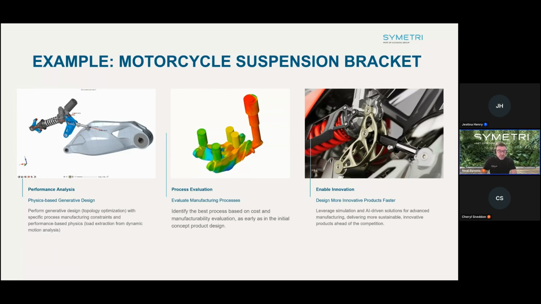And the benefits of this approach, again, is to reduce development time. By simulating the entire design and manufacturing process, we can identify and address potential issues early on, reducing the need for costly prototypes and those costly iterations that are associated with them. Improved product performance: the optimized design results in a lighter and stronger bracket, enhancing motorcycle performance and handling. And increased efficiency: the streamlined design and manufacturing process leads to reduced material waste, improved resource utilization, and ultimately faster time to market.